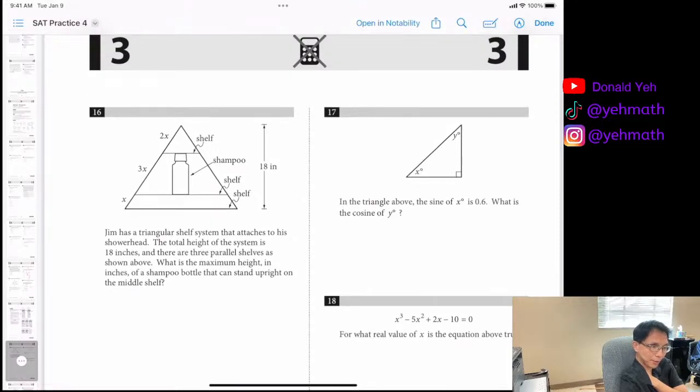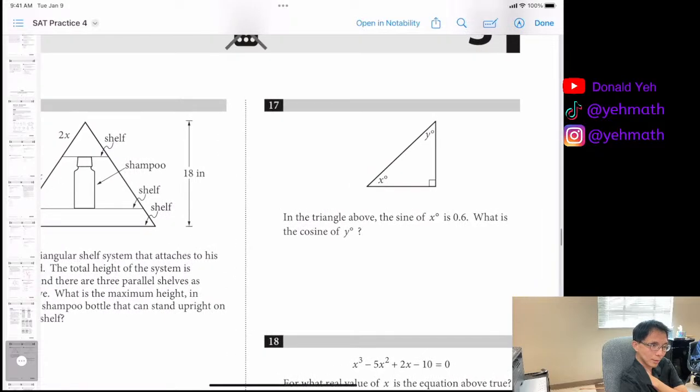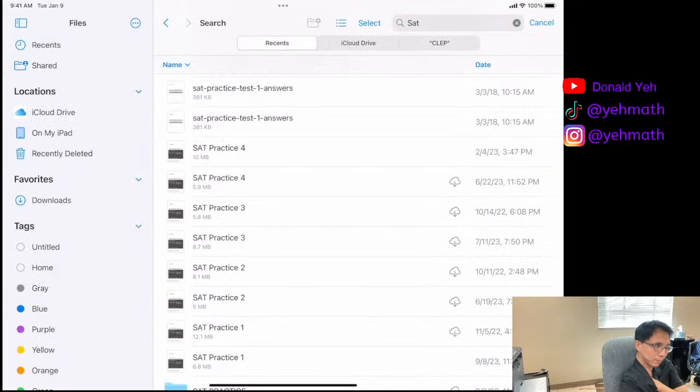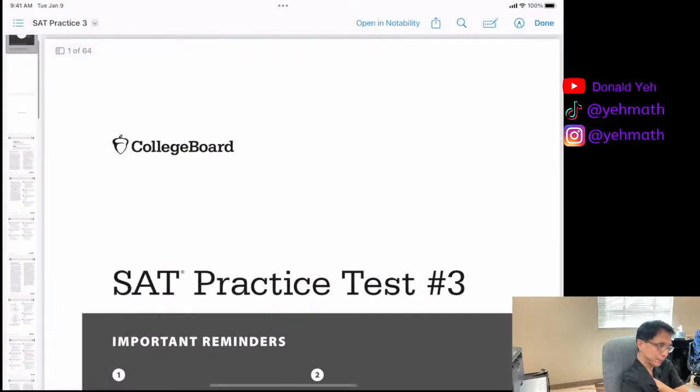By the way, what's the answer to this one? 0.6. Good job. Because opposite over adjacent for sine is the same thing as cosine, since you are looking at a different starting point. Did you get that one on the way in? Sorry.